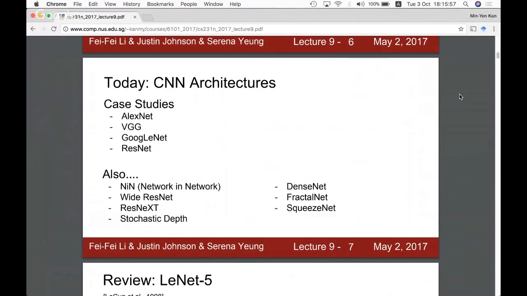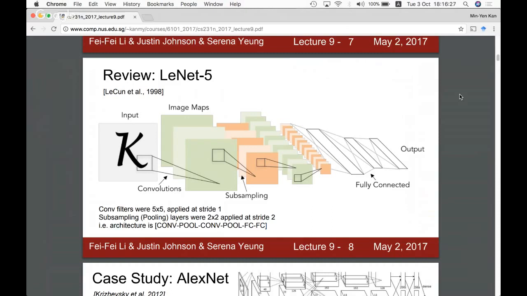Today we're going to talk about CNN architectures. First, we will talk about several main structures in chronological order: AlexNet, VGGNet, GoogleNet, and ResNet. Then we will briefly talk about several other networks. First, let's begin with a review of LeNet-5.